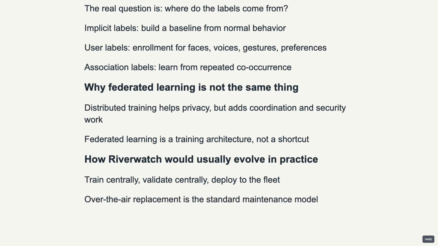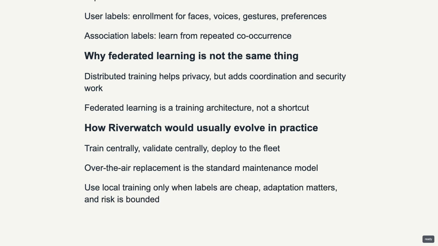When the model needs improvement, the safer move is to replace it remotely rather than let every device rewrite itself. That keeps testing, rollback, and audit much simpler and preserves control over model quality. Local training is justified only when the labels are easy to get, the adaptation has real value, and the consequences of error stay limited. If any one of those fails, central training with remote updates is usually the safer choice.